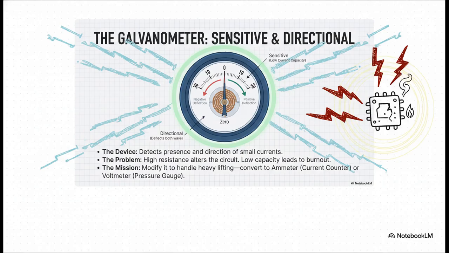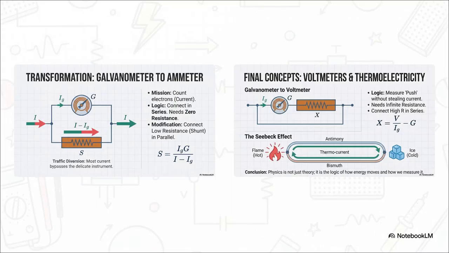But it has a big problem. It's delicate. It has a high internal resistance, and it just can't handle large currents. It would just burn out. So it's a great sensor, but it's not a workhorse. So how do we make it useful? Well, to turn it into an ammeter that can measure big currents, we give the current an easy detour. As you see on the left, we add a path with very low resistance, called a shunt, in parallel. Now most of the current zips right through the shunt, bypassing the delicate galvanometer.